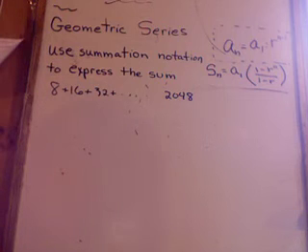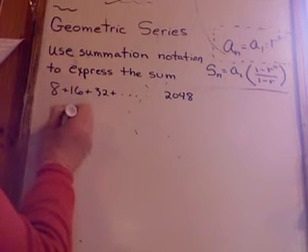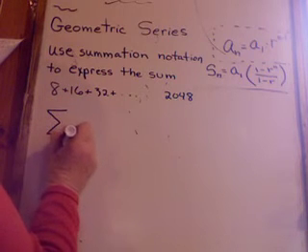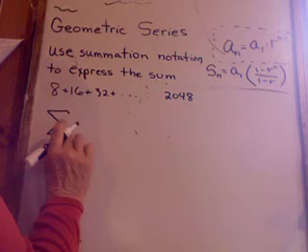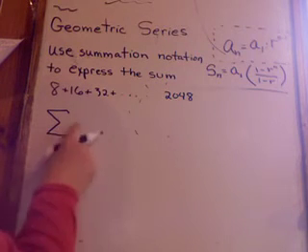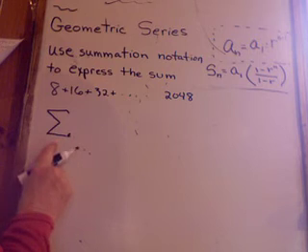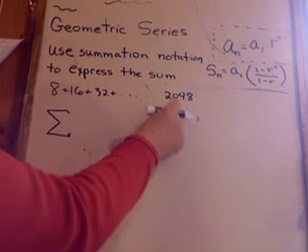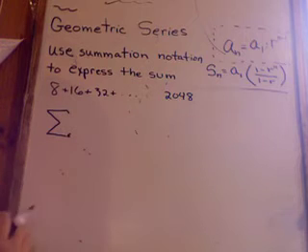Okay, working with geometric series again, the question is use summation notation to express the sum. So we know it's a geometric series because they told us that. The summation symbol is the sigma, which is this symbol here. What I need to do is put an equation here, and then for the index I need to tell n equals 1 to whatever number will give me this last number in this expression.